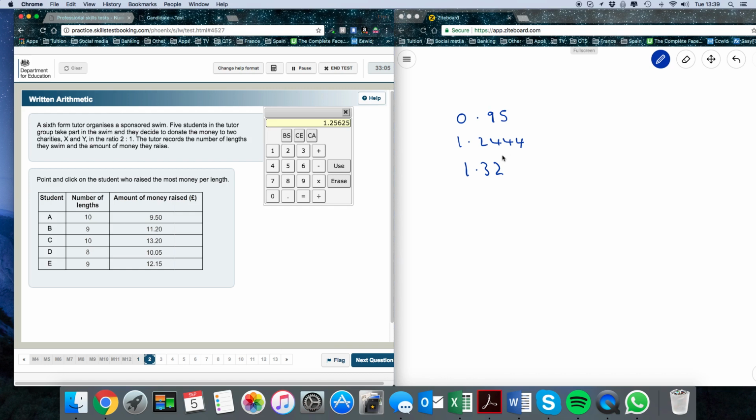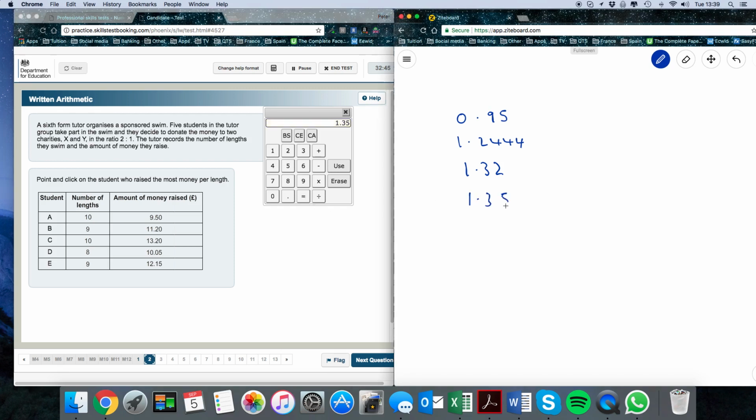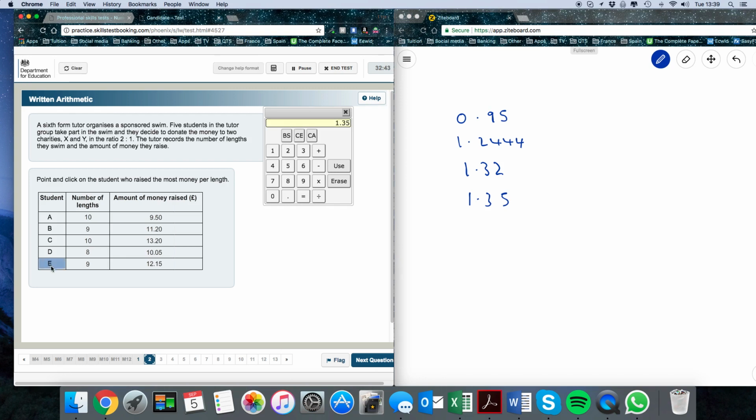Now really I'm not going to even bother writing that number down. I've got a winner at the moment of £1.32. I'm only going to write something down if I beat £1.32. So I'm just going to look at that and go, nope, it didn't beat it. Last one, £12.15 divided by 9. It did beat it, £1.35. So the answer is, can't say, E. Once you get a high number, just keep trying to beat that high number, and if you can't, that would be the answer.